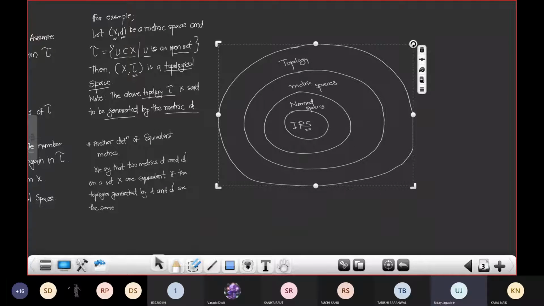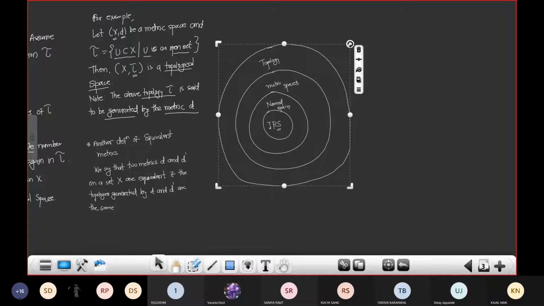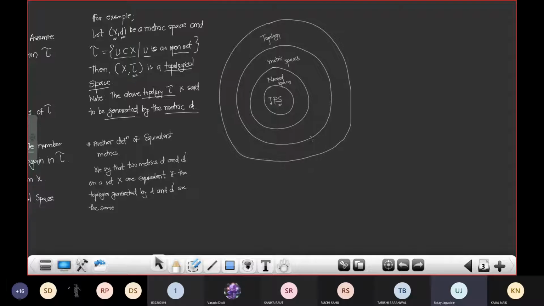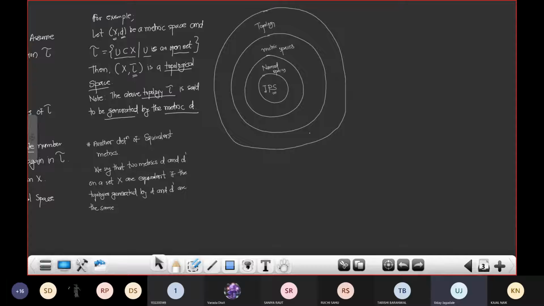Topology means surface. Topological spaces speak about the properties of surfaces. Surface doesn't make sense all the time, right? So it speaks about the properties of the surface of some space. You can say topology means the study of surfaces.